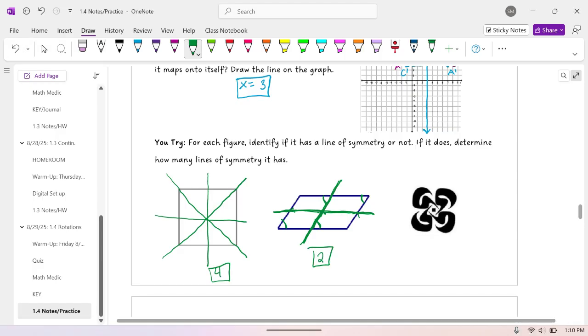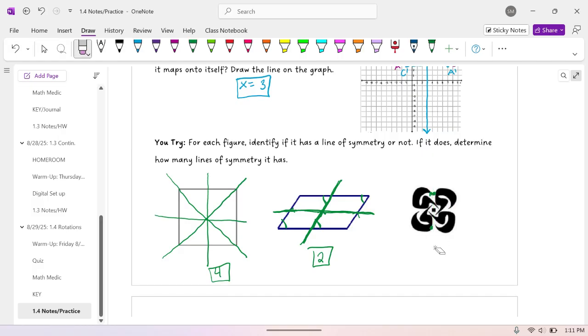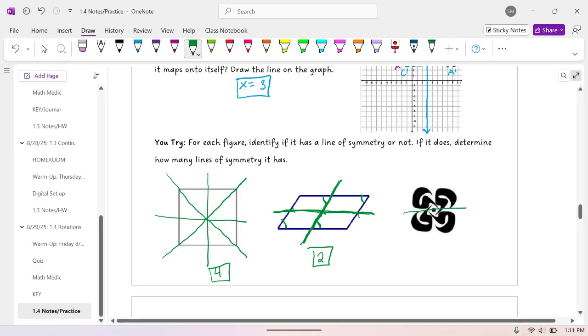Now this one's a bit tricky. If you eyeball it, it looks like it might, but it really does not look like it has one. Because for example, if we cut it like this, this point would be right here now instead of over here. Same thing here. This point would be here if we cut it that way. If we try horizontally, same problem. This point would be here and vice versa.